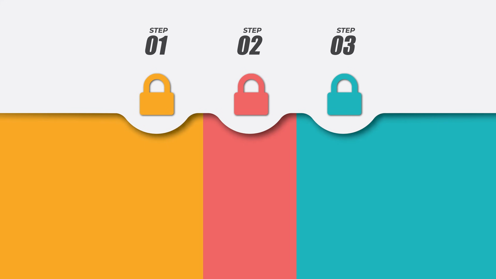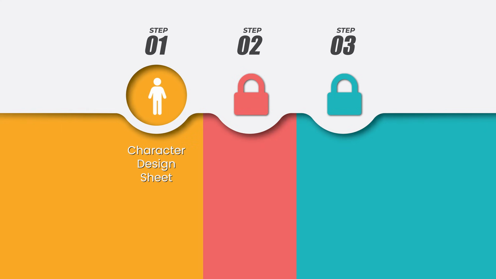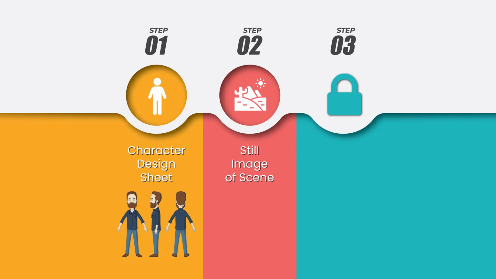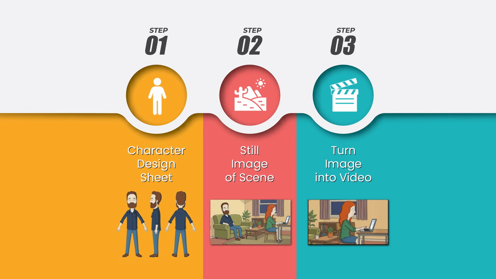The three steps are: create a character design, that is front, side, and rear view of your character. And then step two, generate a still image of the scene that you want to animate. And then step three, turn that image into a video. Let's get started. This is gonna be fun.